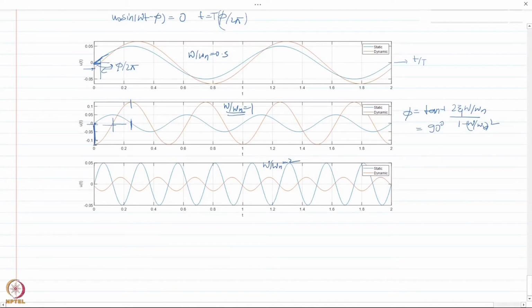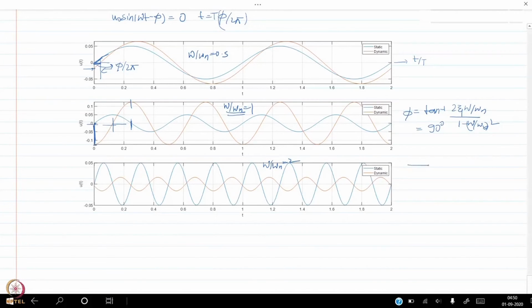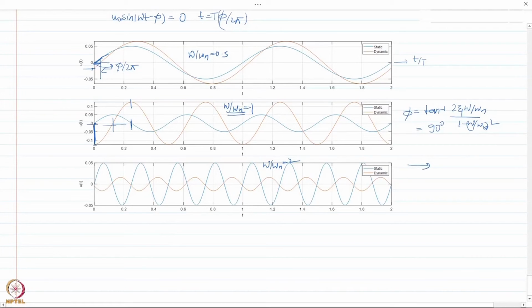Now if you focus at the third one, when omega by omega n starts to increase and becomes a very large value, what you would actually see is that if you apply the force to the right, the response would be in the left direction, and vice versa. And that is evident from here. When the applied force reaches its maximum value, my dynamic displacement is in the negative maximum direction. So I hope you understand what the phase basically means.